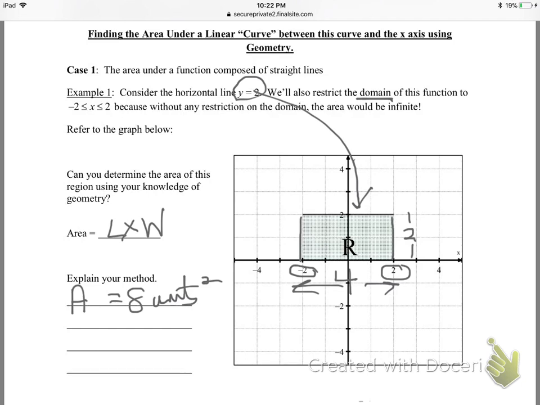Alright, that's using basic geometry. I have nice straight lines. I have no need to worry whether I have that correct or not. It is just perfect. Okay, let's go on to the next example.